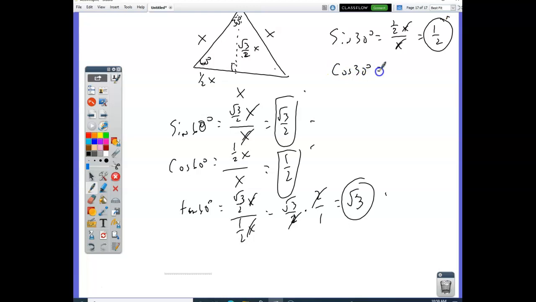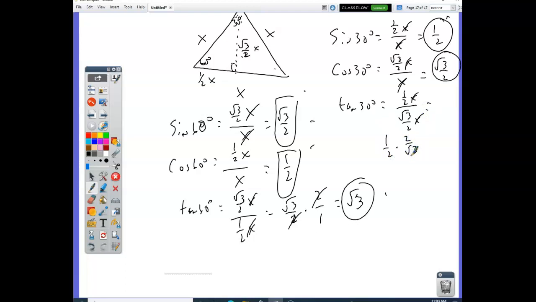Cosine of 30 degrees. Over x. Root 3 over 2. Or negative root 3 over 2. Don't laugh, it's coming. And then tangent, because this is trig, right? Nothing makes sense. Half x over root 3 over 2x. X's cancel out. 1/2 times 2 over root 3.